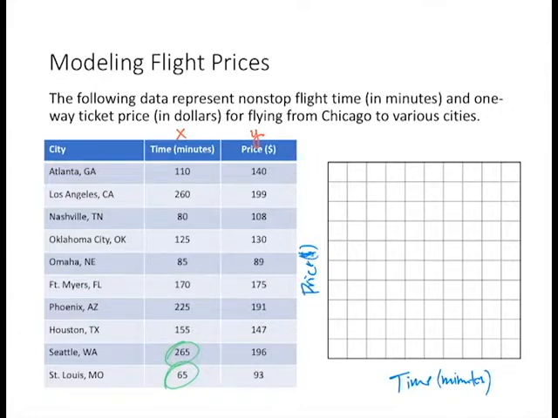Now, to make your life easier, what you usually want to do is try to pick some nice round numbers so that you're not having each box represent 57 minutes or something like that. You don't want to pick a weird number. You want to pick nice numbers like increments of 10 or increments of 20 or 50, something like that, so that you have enough room to fit all your data points and you're using nice round numbers.